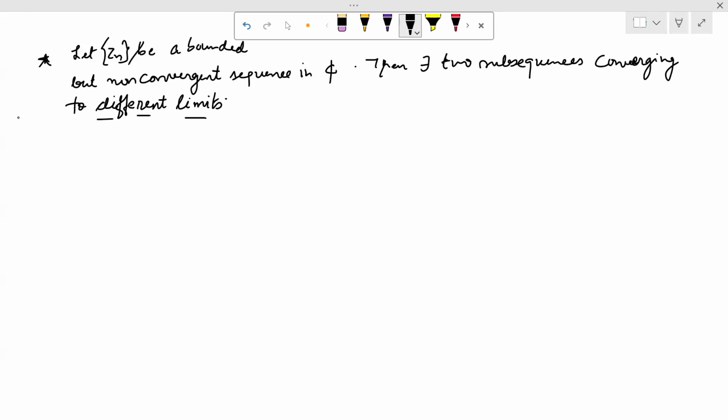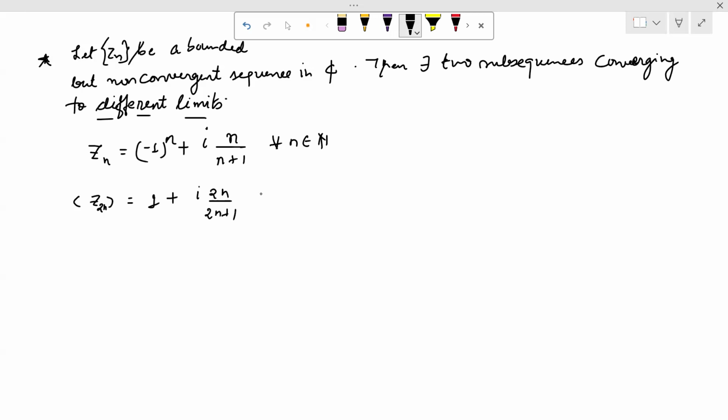Let us say zn is equal to (minus 1) raised to power n plus iota n upon n plus 1 for all n belonging to natural numbers. Now you see, if you think about the even subsequence z2n, it will be equal to 1 plus iota 2n upon 2n plus 1, which certainly will tend towards 1 plus iota.